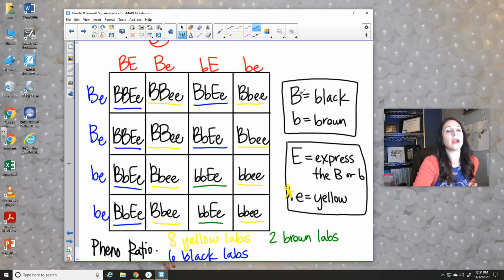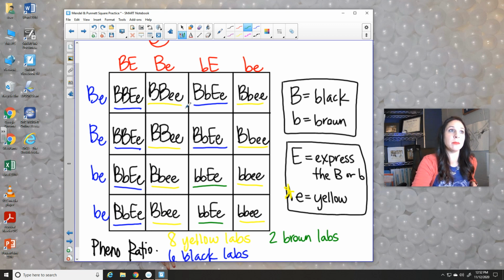Next, we want to find our black labs. The rest of them have to have at least one big E to allow the expression of either the black or the brown pigmentation. So we're looking for all of the dogs with at least one big B. I underlined all of those in blue, and it comes out to be 6. And then finally, we want to find all of ours that have little b with a big E. That came out to being 2 brown labs.